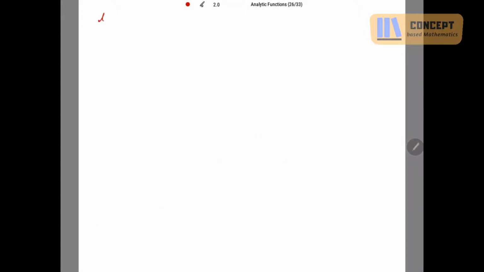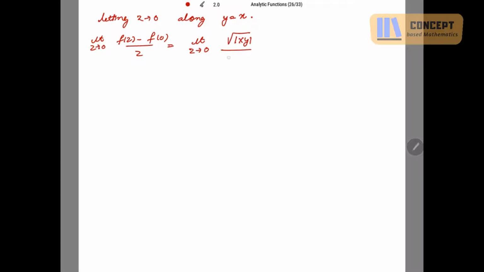So letting z tends to 0 along y equal to x, we get limit z tends to 0 of f(z) minus f(0) over z. What is f(z)? This is root of mod xy over z, and z is x plus iota y.